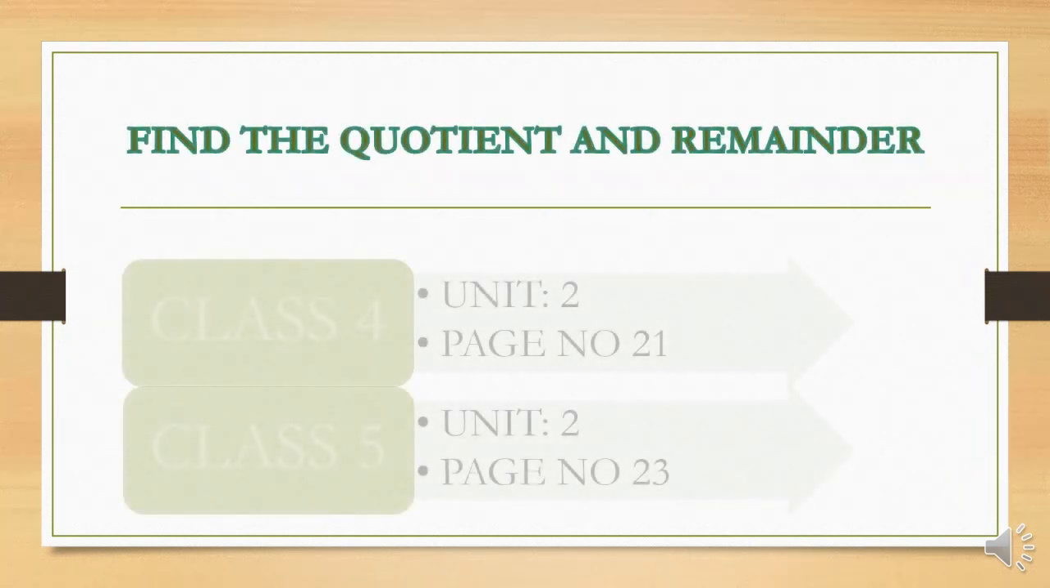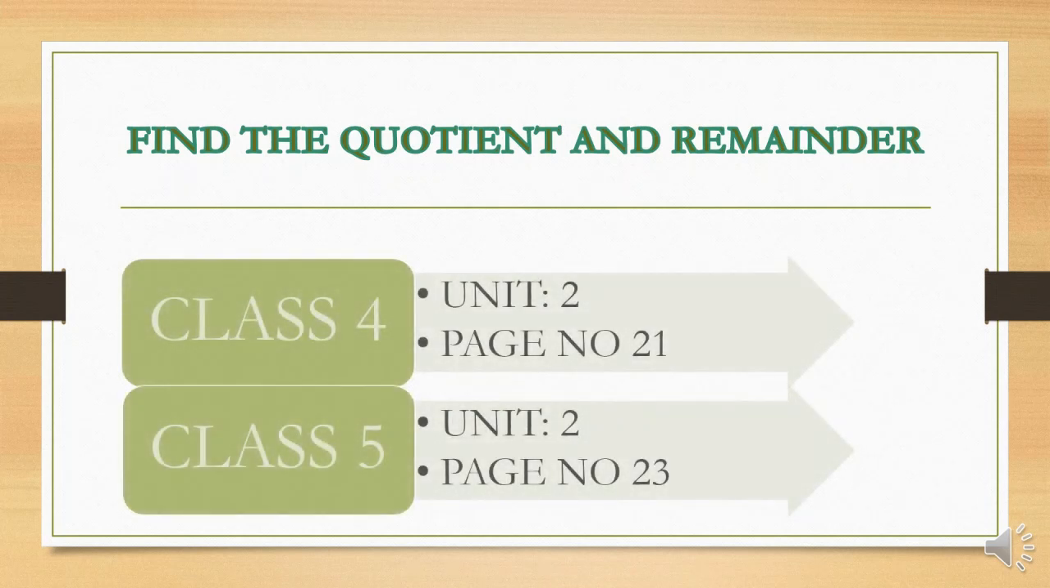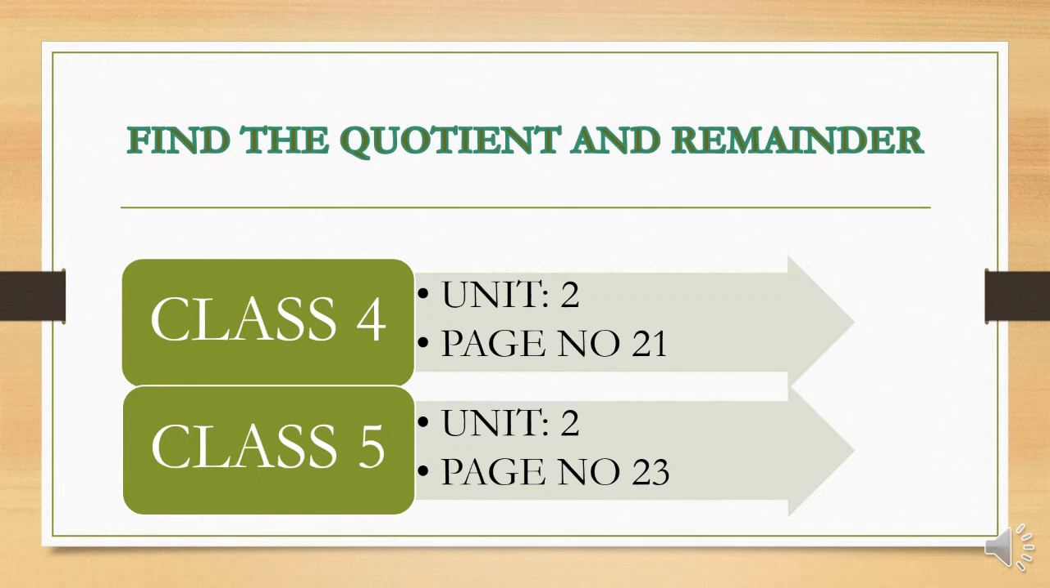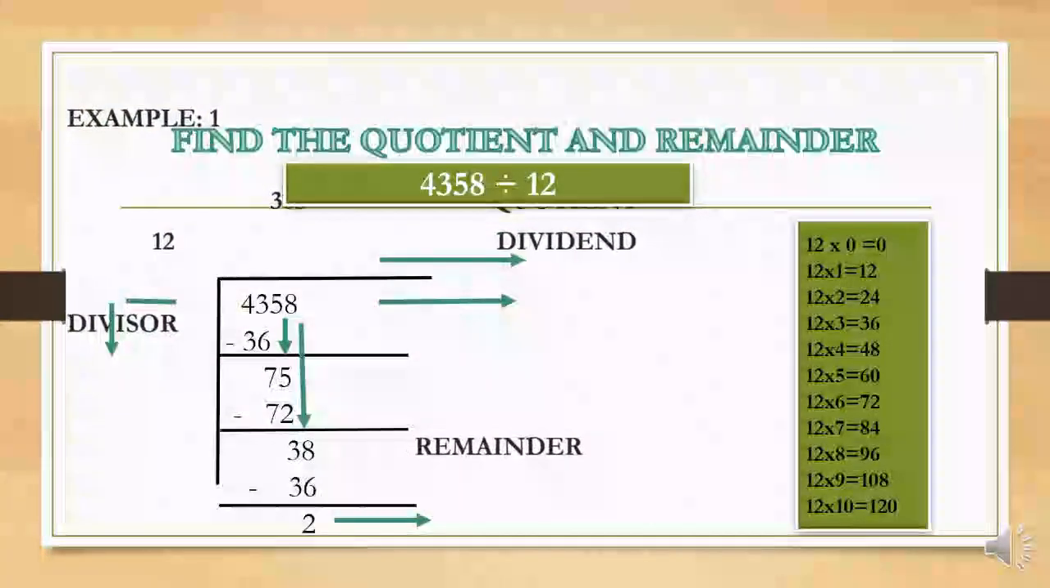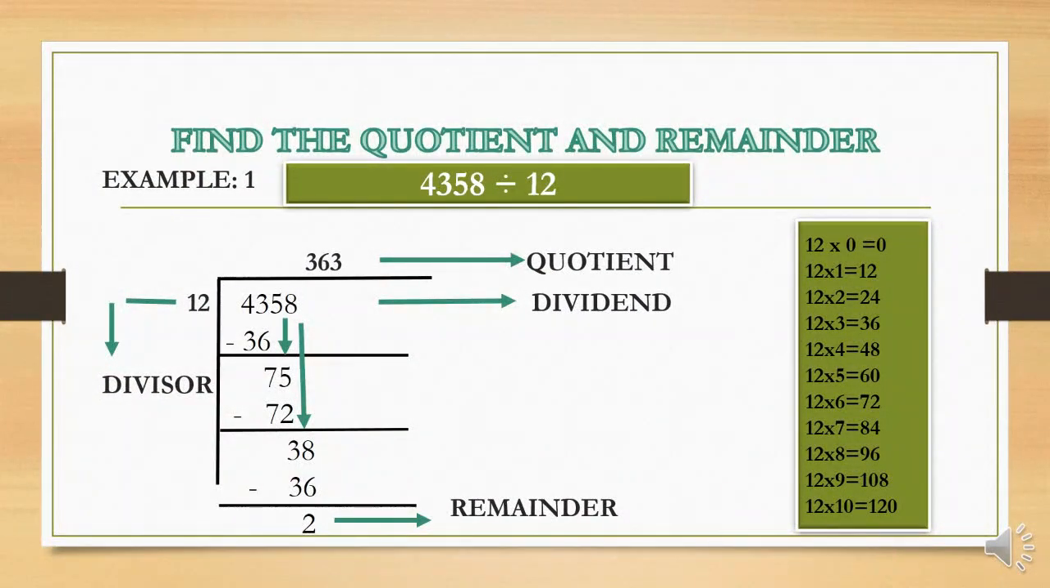Now we will learn how to find the quotient and remainder. Please note for class 4, this topic is available in Maths Wise Book Unit 2, page number 21, and for class 5, this topic is available in Maths Wise Book Unit 2, page number 23. Finding the quotient and remainder.